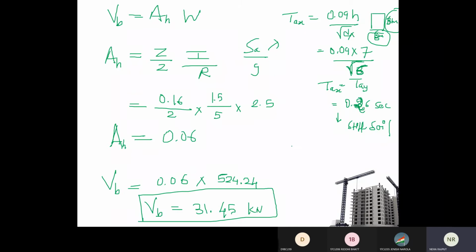Now this base shear, for this building of 4 meter and 3 meter, is acting in X and in Y both. If this is your plan, then this is the Y direction and this is the X direction. So EQX and EQY for this building, for this floor, will remain the same. Now the distribution of this.